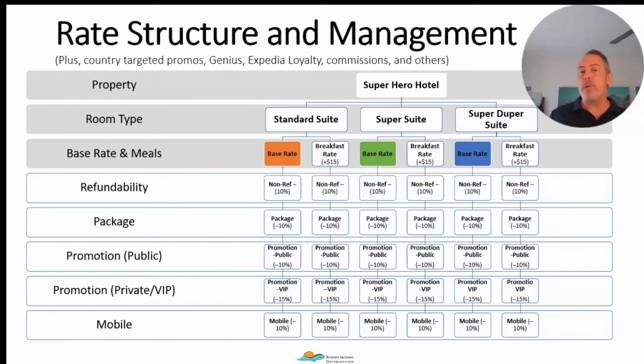If you break rate parity, I know there's different strategies and philosophies on this, but if you break rate parity unintentionally, then it can cost you a lot of money. I mean, I see a lot of hotels that don't even realize the cost they are paying for not having rate parity. And the cost is huge in terms of lost reservations and visibility and everything else.